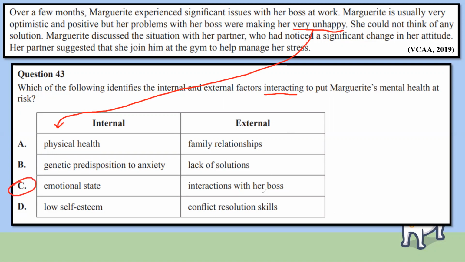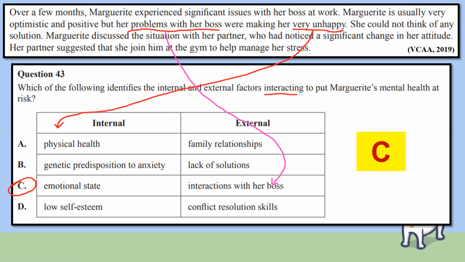And obviously the external factor is the interactions with her boss. Problems with her boss, connecting that to interactions with her boss. So as long as you can pick up on those keywords in the scenario, this would not take you more than probably 10 to 15 seconds after you've read the scenario to answer. It's a really quick one that you could have picked up on and answered very quickly. C is the answer there. Internal is her emotional state and external is her interactions with her boss.